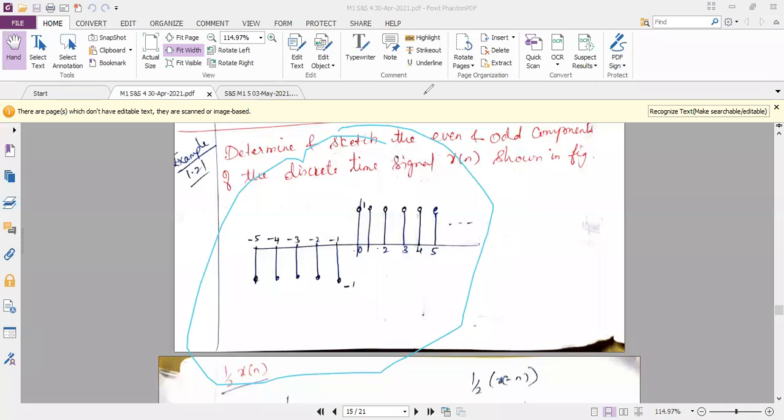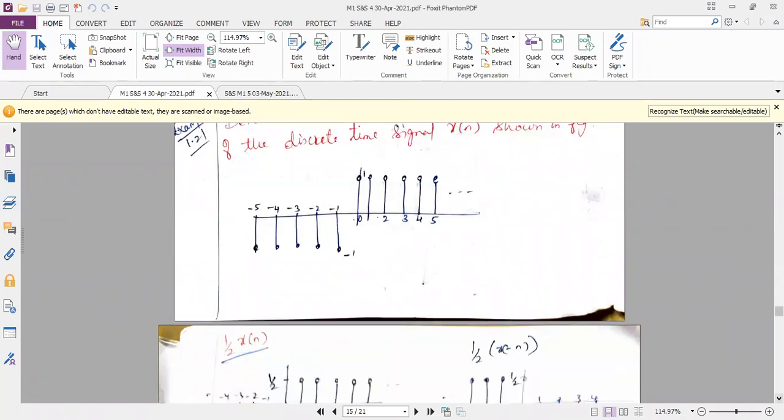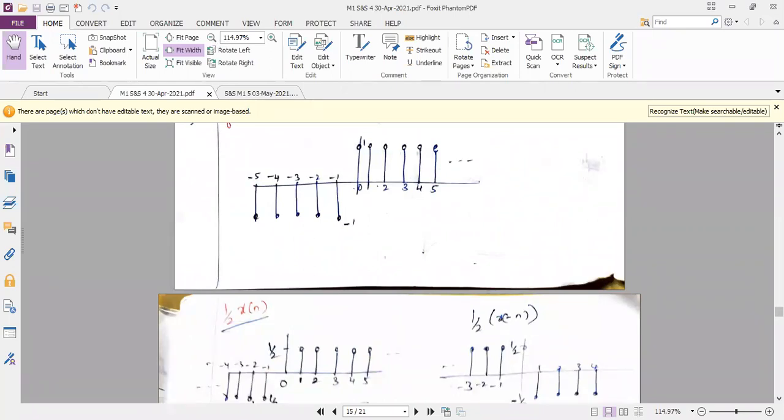So the first step is to write the formula. The formula carries check marks in the exam. So xe of t is equal to 1 by 2 x of t plus 1 by 2 x of minus t. Here it is not t because it is a discrete time signal. You know how to change the equation for the discrete time signal. So xe of n is equal to 1 by 2 x of n plus 1 by 2 x of minus n.